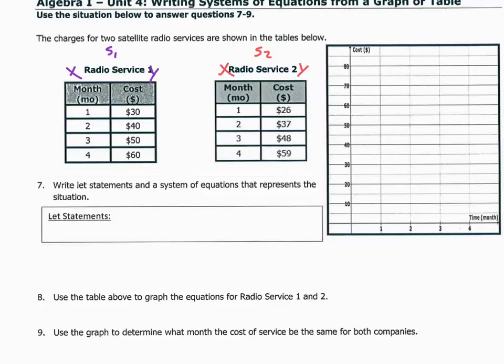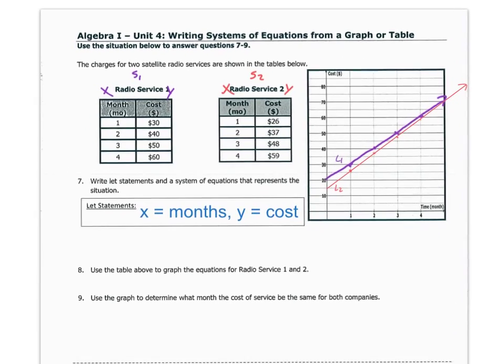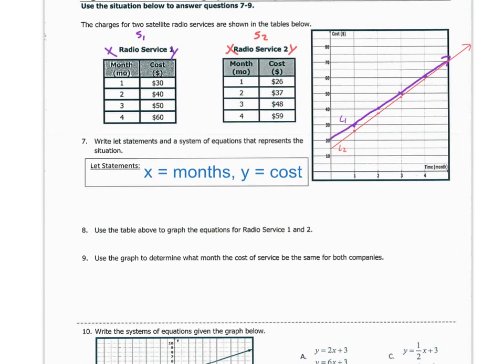So now let's go ahead and take a second and plot both of our tables on our graph. So after you get them graphed, let's look at what the variables represent. We know that x is months and y is cost, and we can also see that on our graph. Our x-axis is labeled months, and our y-axis is cost. So our let statement is going to be x equals months and y equals cost. So we just graphed them for 8.